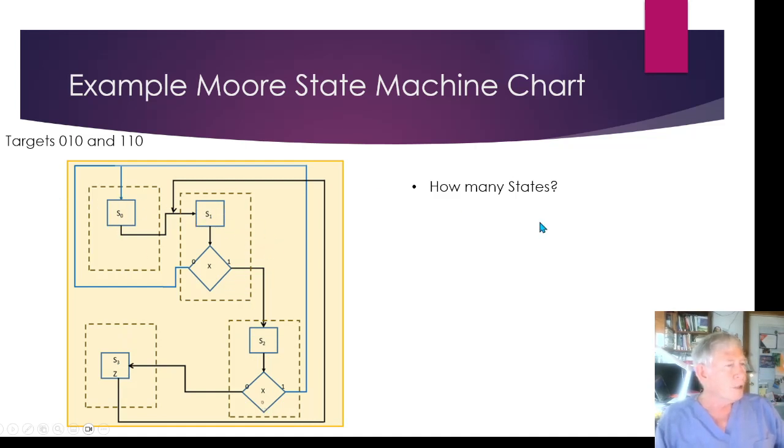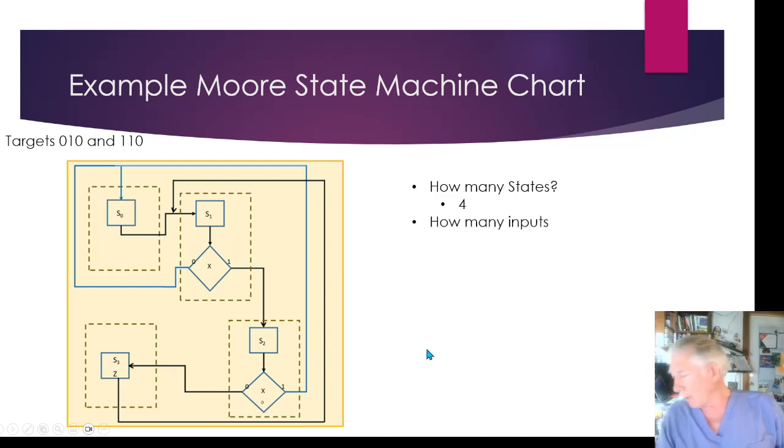All right, so how many states? Well, 1, 2, 3, 4. 4 state blocks, 4 state boxes, 1 in each block, and 4 states. All right. Okay, how many inputs do we have?